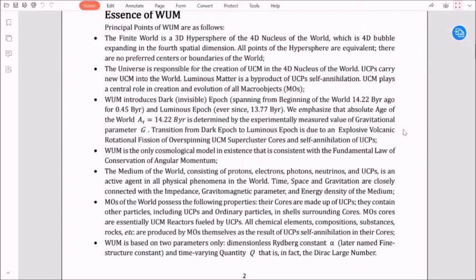Transition from the dark epoch to the luminous epoch is due to an explosive volcanic rotational fusion of overspinning UC matter supercluster cores and self-annihilation of UC particles.